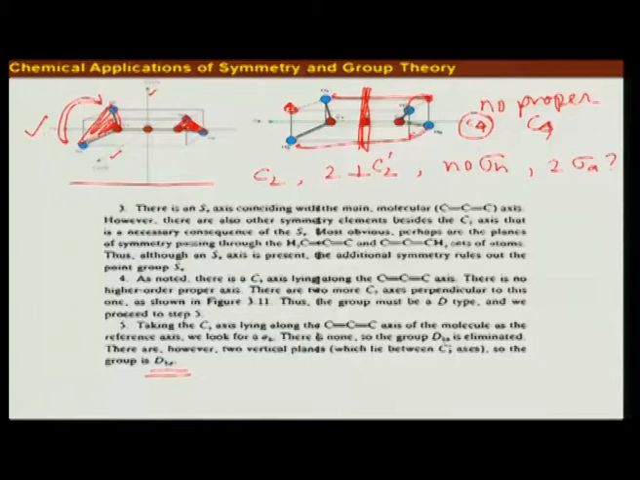It will be a little difficult, I will not say impossible, if you just draw CS2 like this and try to find out S4. So this particular way of drawing really helps you in finding this S4 axis. Okay, so I will give you another few quick examples.